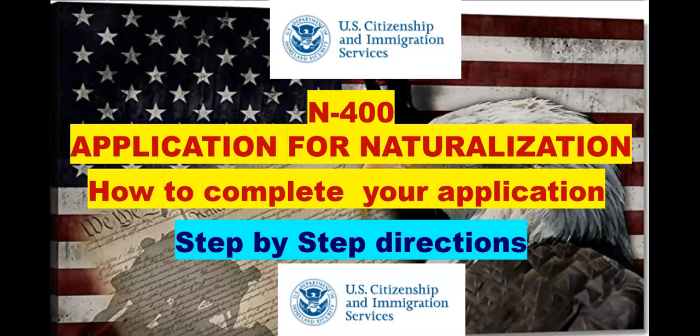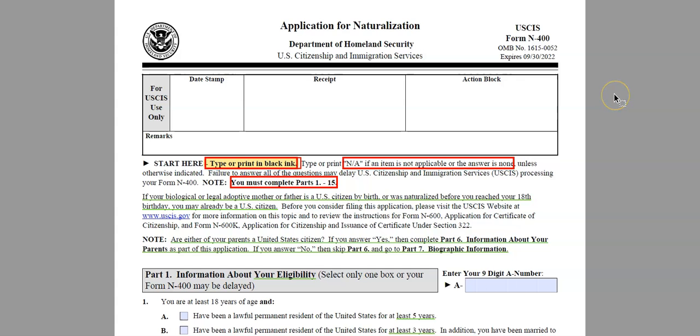These are the documents that you need in order to complete your N-400 application for naturalization. Let's move on to the application. Now that you have gathered all of the necessary documents, it is time to move on and complete Form N-400, the application to become a United States citizen.